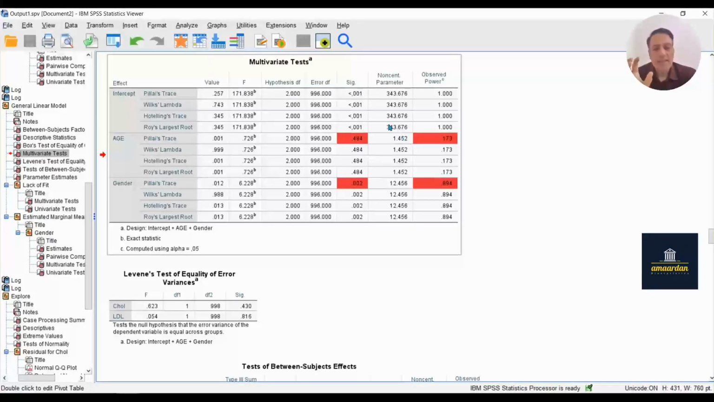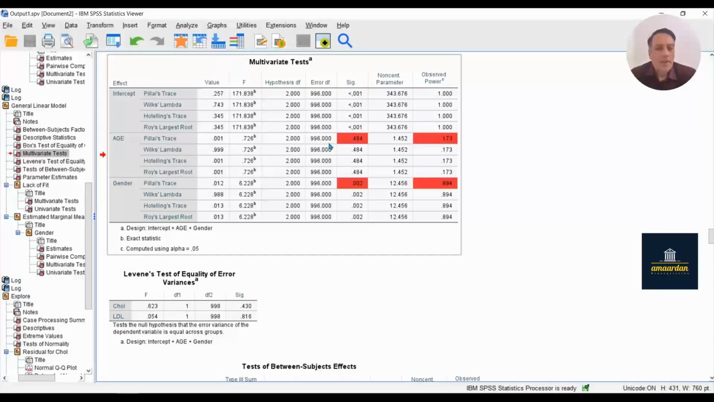Another column you have to check in these tables is observed power. Observed power is a value between 0 and 1, and every power near 1 is near to a significant relationship. For example, we see that for gender the power is reported as .79 or 79%, but for age a small value was reported, .17.